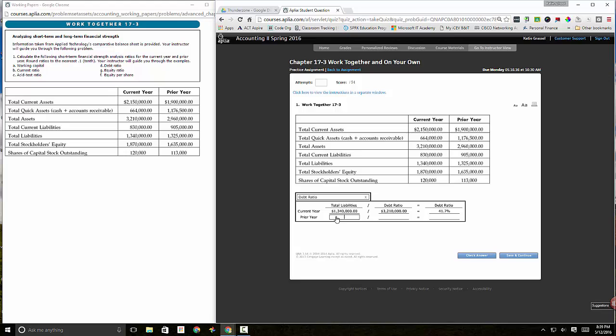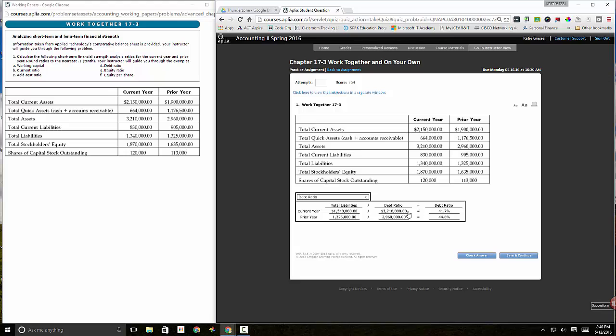Do the same thing for the prior year: 1,325,000 over 2,960,000. That gives me a debt ratio of 44.8. So when we take a look at our debt ratio, you will recall that if we add together our debt ratio and our equity ratio, those two should give us 100. Okay, so what do these ratios mean?